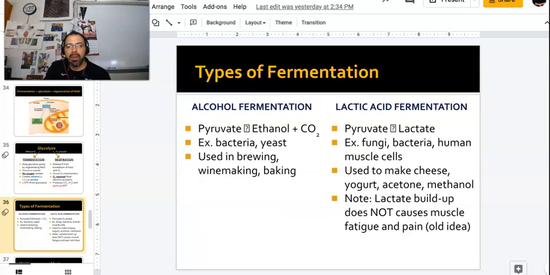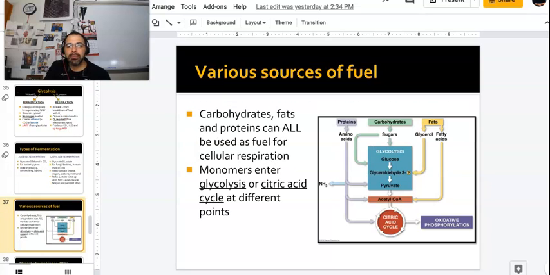So the types of fermentation are alcohol fermentation and lactic acid fermentation. In alcohol fermentation, pyruvate will be converted into ethanol and CO2, in things like bacteria and yeast used in brewing and baking. In lactic acid fermentation, you get pyruvate to lactate, which fungi, bacteria, and human muscle cells do. However, the lactate building up doesn't necessarily cause the muscle fatigue and pain. It's actually probably ripping the muscles.